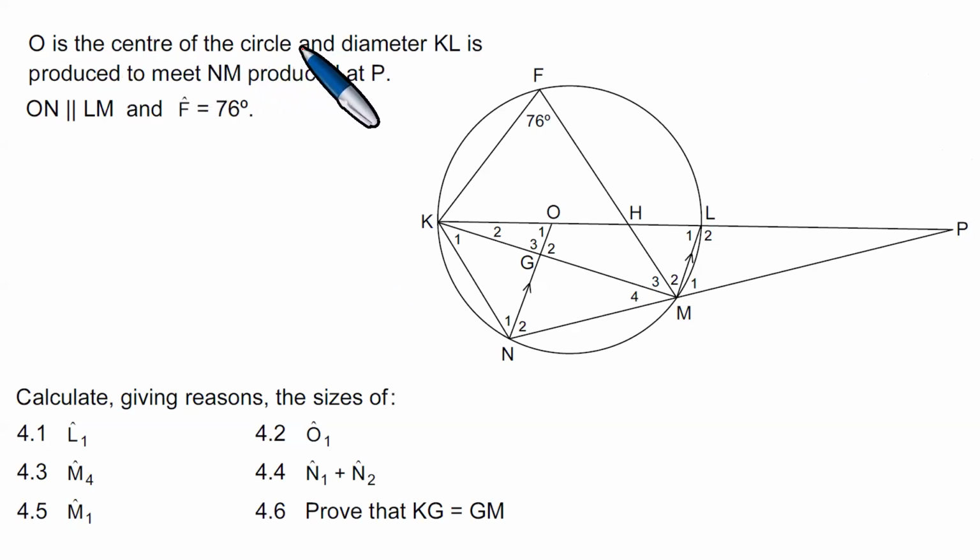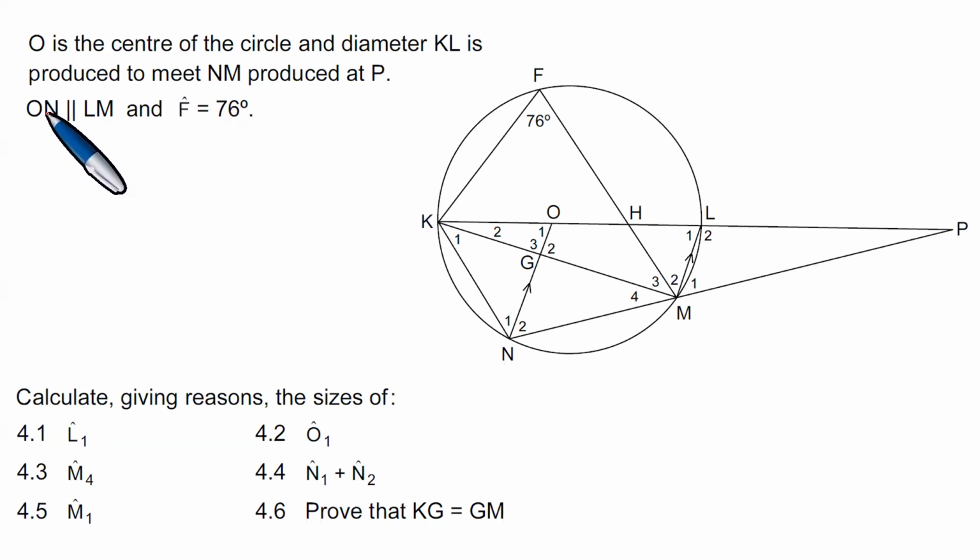O is the center of the circle and diameter KL is produced. There's a diameter KL that passes through the center O and is produced, so it is extended to meet NM at the point P. So we can see the point P there.